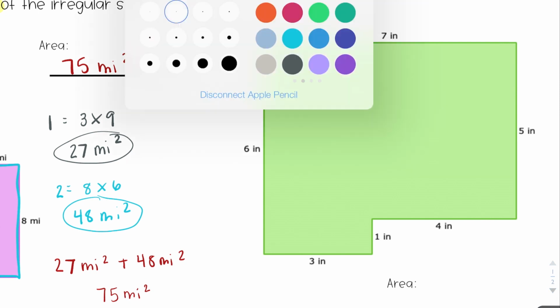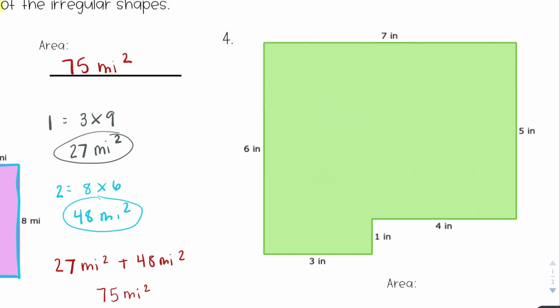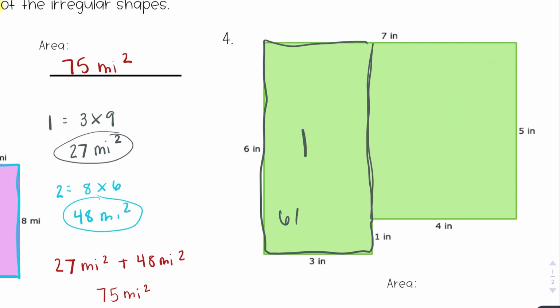Let's work with number 4 together. Again, I'm going to try to make my shape into smaller shapes that are easier to find the area of. So I'm going to basically cut my shape into different parts, different rectangular or square pieces. So you can see that I'm highlighting one of the rectangles. I have 6 times 3. I can tell that that's the length times width.